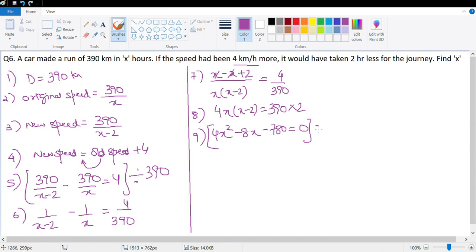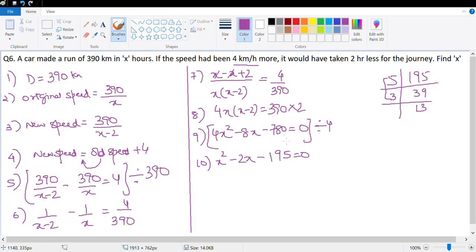Dividing both sides by 4, because 4 is common in all elements, we get x square minus 2x minus 195 is equal to 0. I need to find factors of 195, the sum of which is 2. 5 into 3 is 15, 5 into 9 is 45, 15 into 13 will give me 195. So which means negative 15 into plus 13. Okay, so 15 into 13.